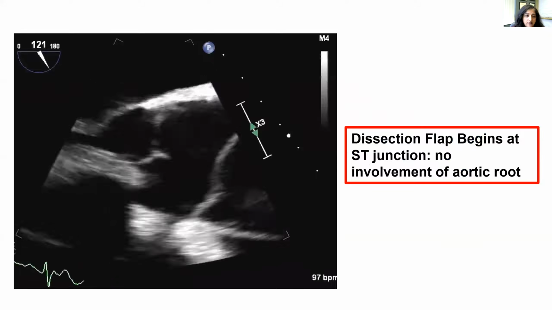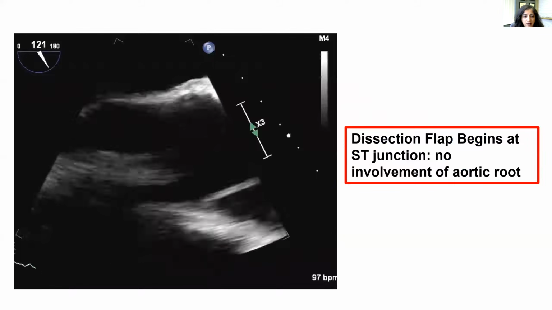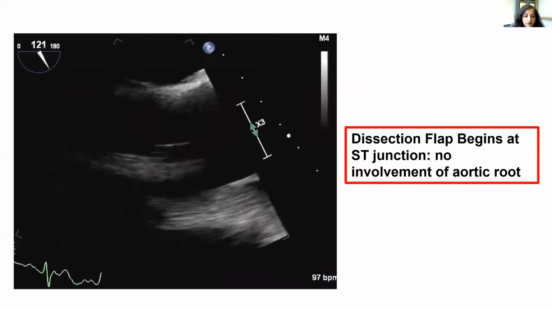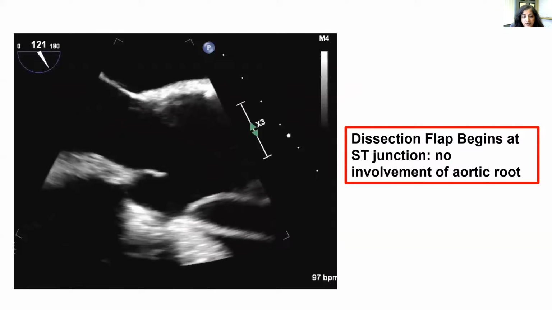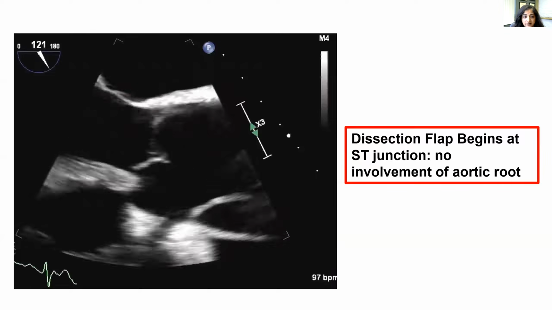So here you see that on this TEE view, the aortic valve is not involved. The right coronary artery can be seen very clearly here and is also not involved. And this dissection flap starts at the ST junction.